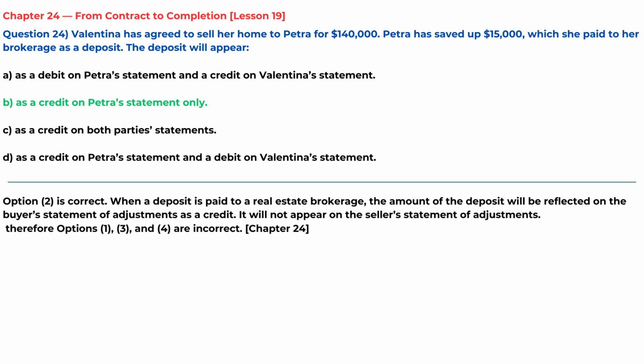Question 24. Valentina has agreed to sell her home to Petra for $140,000. Petra has saved up $15,000, which she paid to her brokerage as a deposit. The deposit will appear. Option 2 is correct. When a deposit is paid to a real estate brokerage, the amount of the deposit will be reflected on the buyer's statement of adjustments as a credit. It will not appear on the seller's statement of adjustments. Therefore, options 1, 3, and 4 are incorrect.